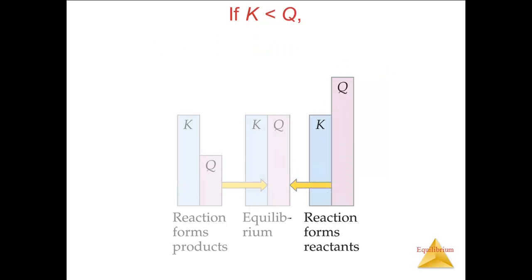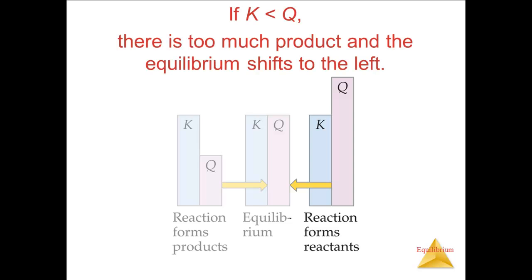If K is less than the calculated value of Q, then there are too many products, and the reaction must move to the left to make more reactants to reach equilibrium. Note that if we put K first, then the less than sign points to the left, the direction the reaction must move.